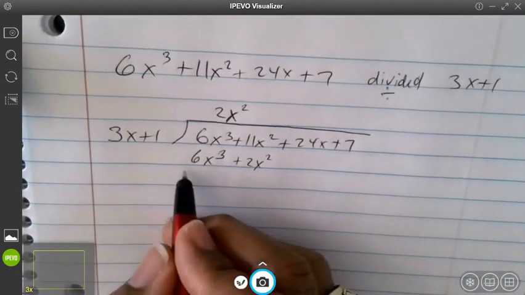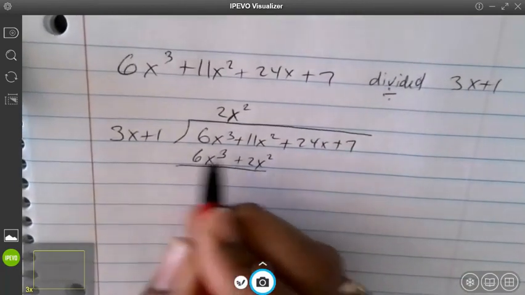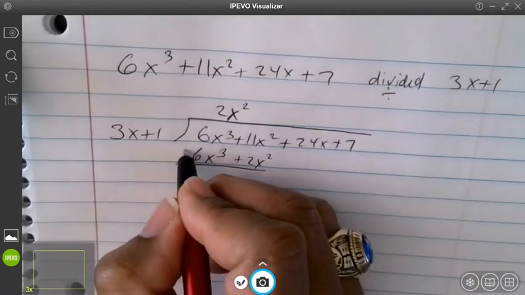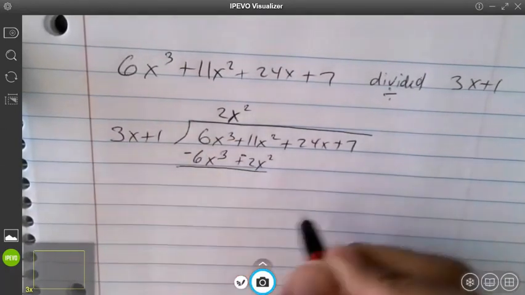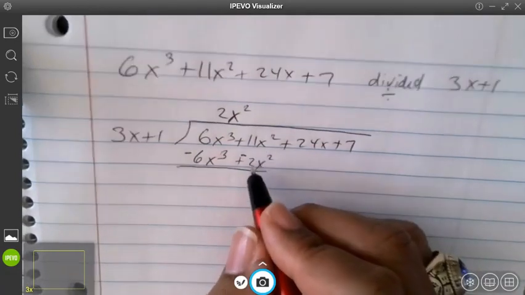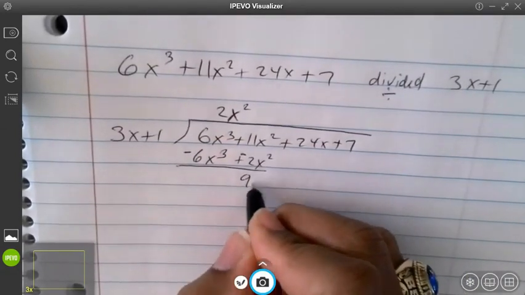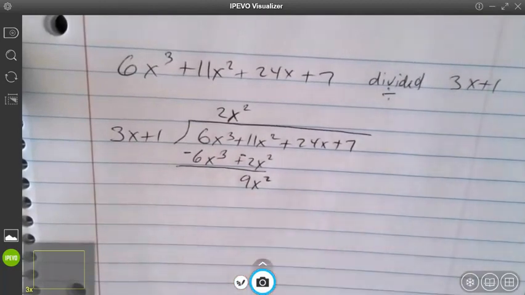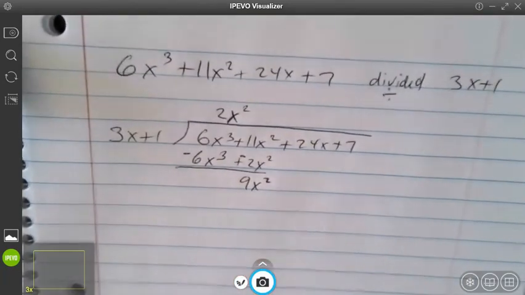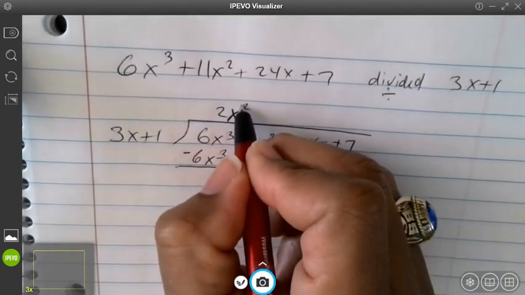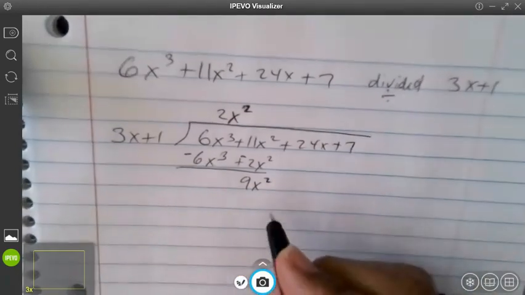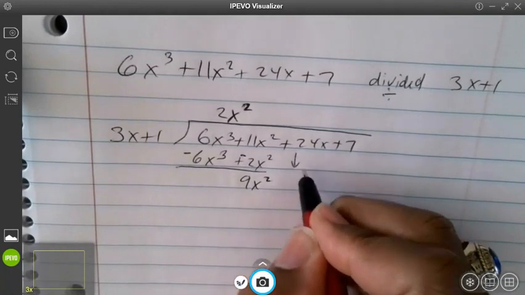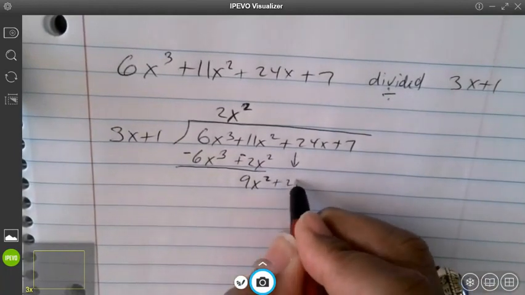Now, once you've done that, you're going to change the signs because we have to subtract. So I'm going to change the sign here, make that a minus, and here, make that a minus. That cancels out. 11x squared take away 2x squared would be 9x squared. Same concept of long division, we're still doing the same thing. So now we'll subtract, and now we're just going to bring down the next term, plus 24x.